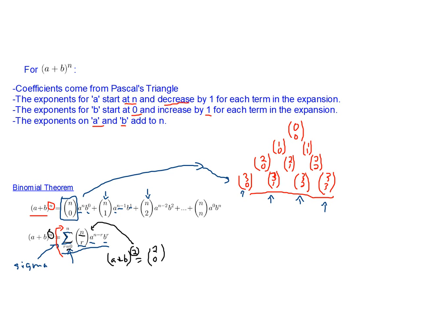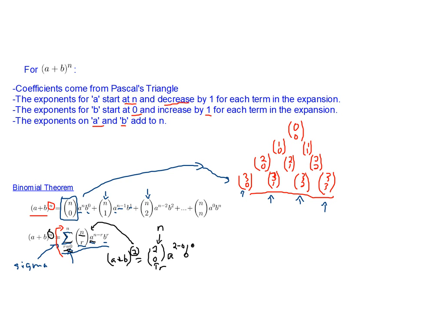2 choose 0. A to the n minus r. A to the n is 2, right? It comes from here. And r is this value right here, which is 0. And then we get b to the r, which is 0. So this was n, don't forget, and this is r. So we've done this now for r equals 0.